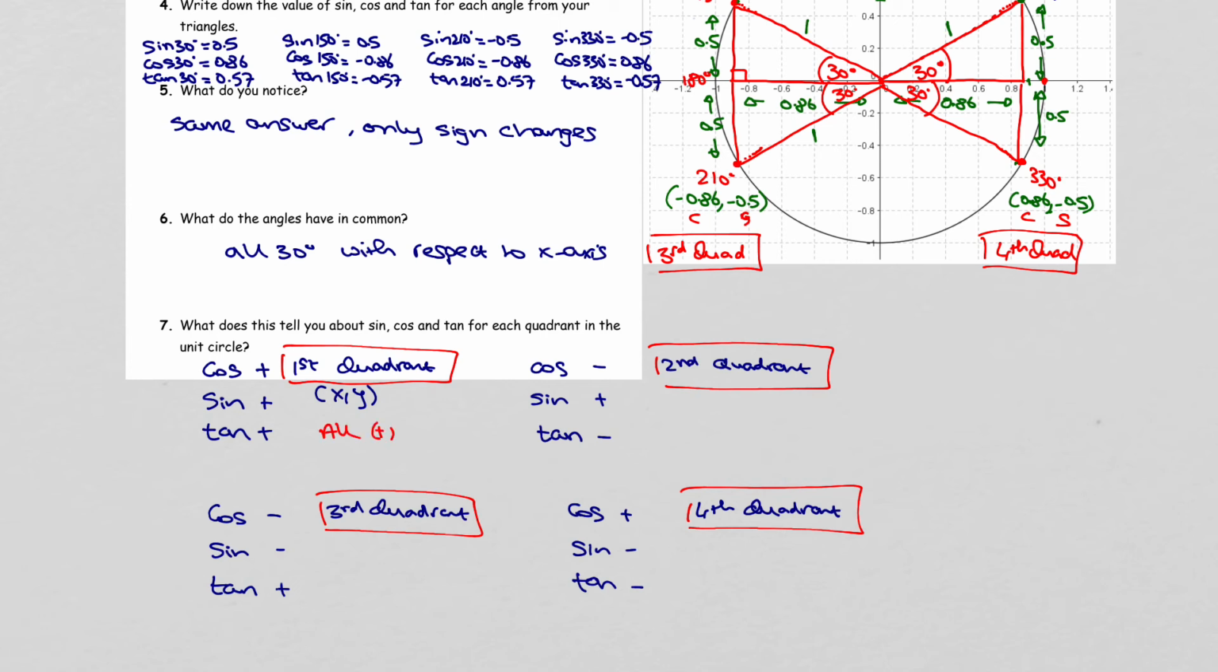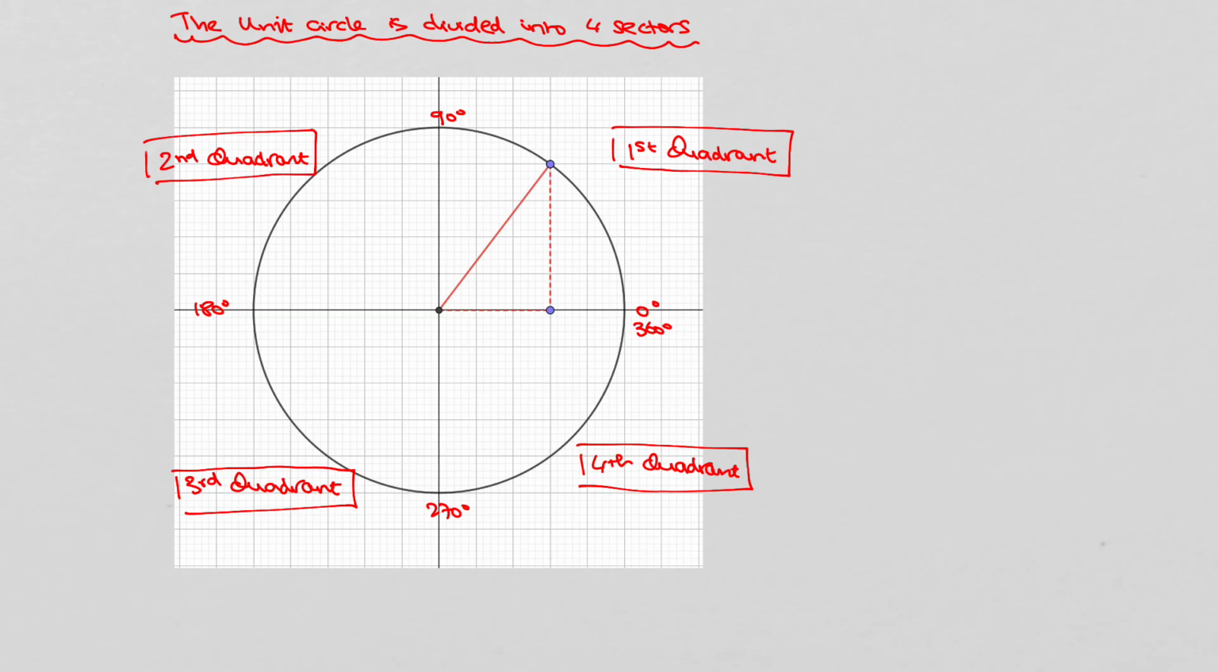In the second quadrant, I can see that only sine is positive and cos and tan are negative. In the third quadrant, I can see that only tan is going to be positive. And in the fourth quadrant, I can see that only cos is going to be positive. So in other words, if we go back to my previous slide, what I can say is that they are all positive in the first quadrant.